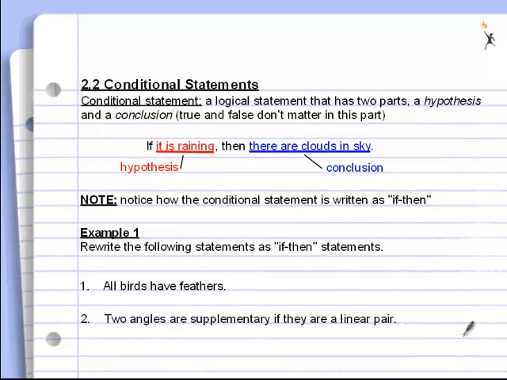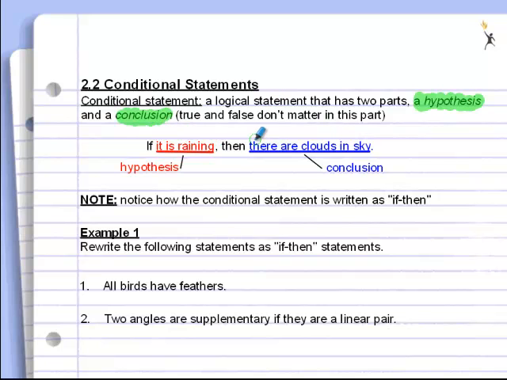All right, the next thing we're going to talk about in Chapter 2 is something called a conditional statement. It is where we have a logical statement that has two parts, a hypothesis and a conclusion, much in the same way the scientific process has a hypothesis and a conclusion. The nice thing about this is true and false doesn't matter in this part, not like counterexamples and stuff. What we're going to do is take a statement and break it into its two parts.